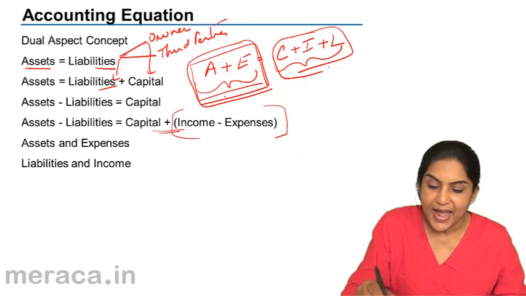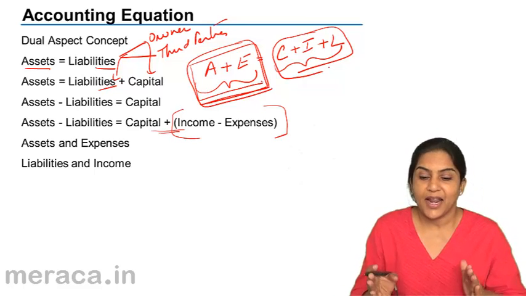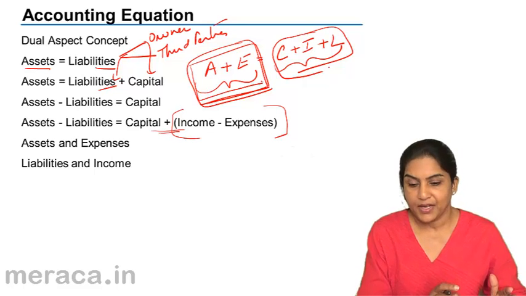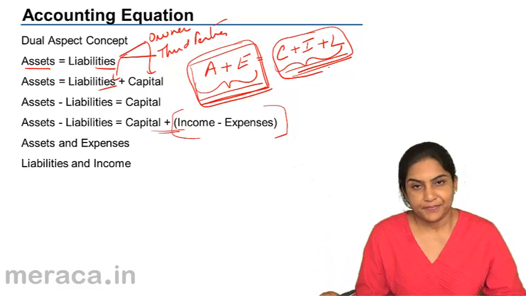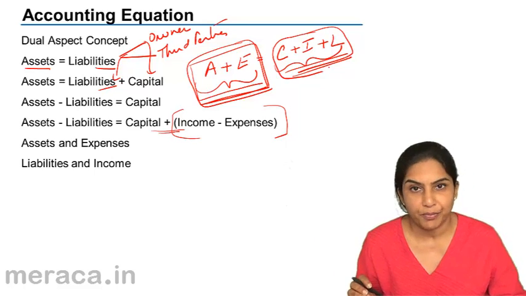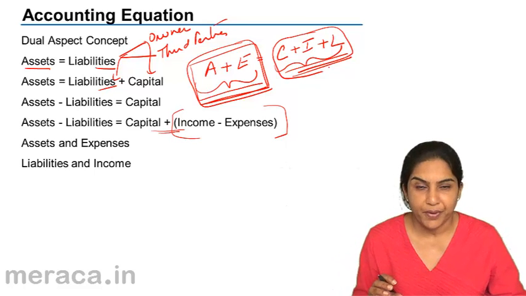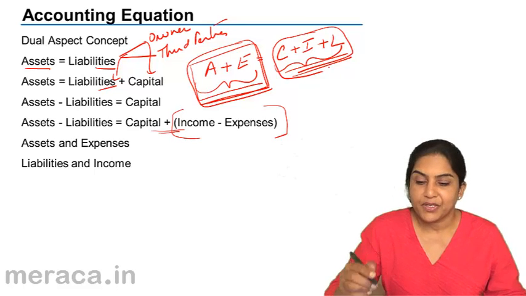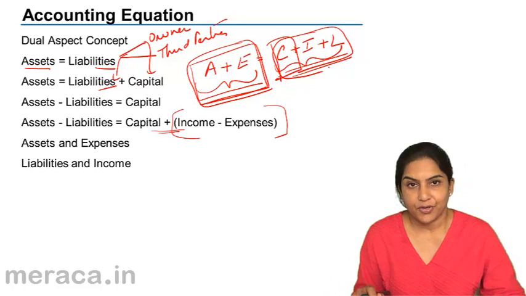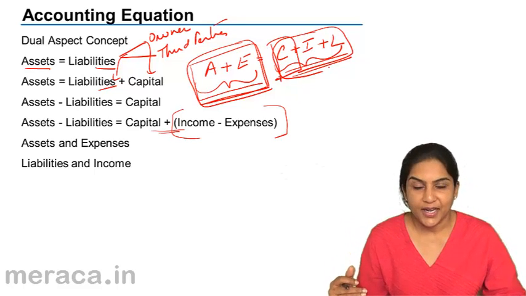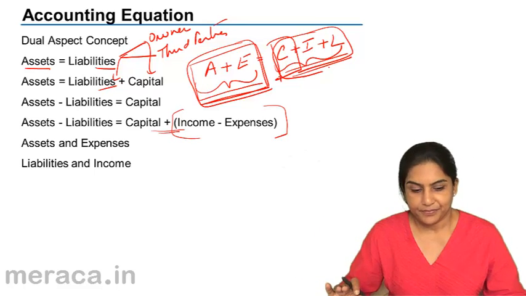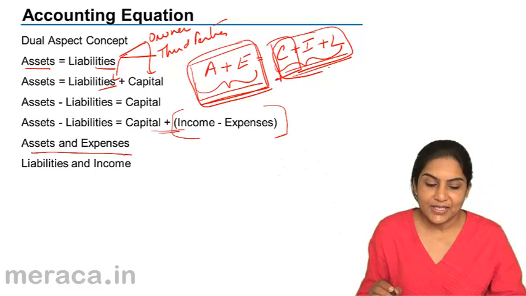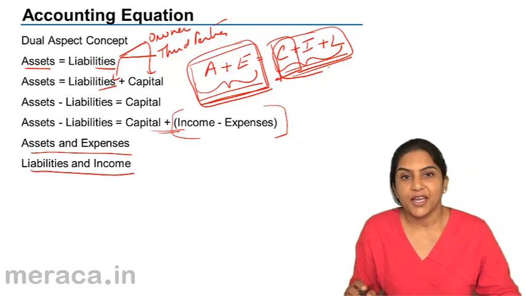So please remember that asset and expense lie on the same side of the equation, whereas income and liabilities lie on the other side. Income basically belongs to the proprietor. Any profits belong to the proprietor, and what is due to the proprietor is represented by the capital account. Liability, on the other hand, could be what the business owes to others besides the proprietor. So assets and expenses on one side, liabilities and income on the other side.